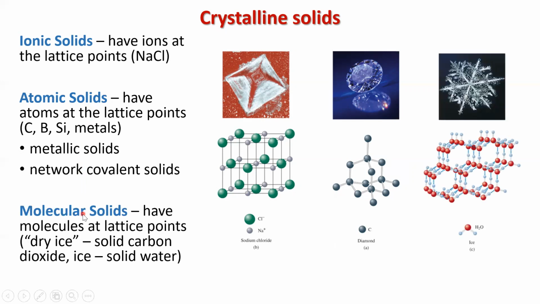And the third type of crystalline solid would be molecular solids. And molecular solids have molecules at their lattice points. So it's pretty easy to figure these out. Ionic solids, atomic solids, and molecular solids are all crystalline solids that have those unit cell repeating units within them. And the lattice points are identified by the name of the solid. So ionic solids have ions in them, atomic solids have atoms in them, molecular solids have molecules in them.